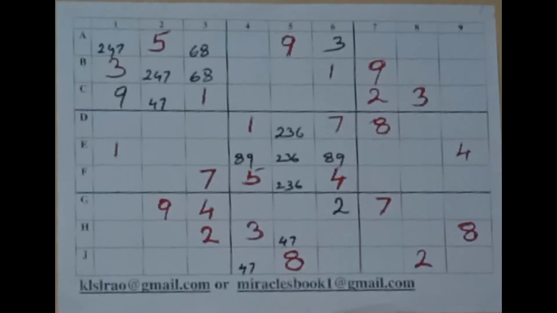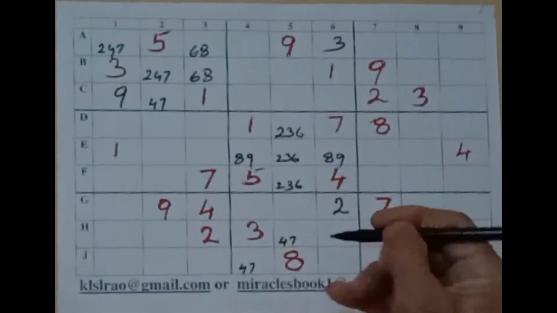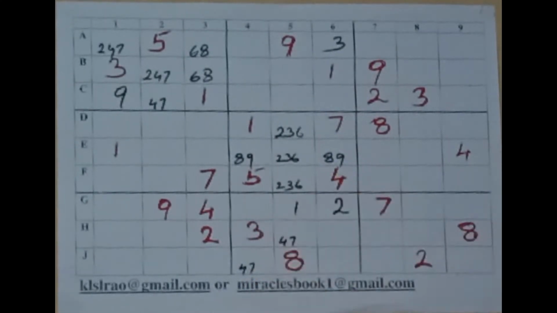Okay. Now what happens to the rest of this box? Have a look. We have a 1 here, a 1 here. So we get a 1 here in this box. Okay. And then 2, 3 are there. 4 is there. 5. 5 here, 2 places for 5.